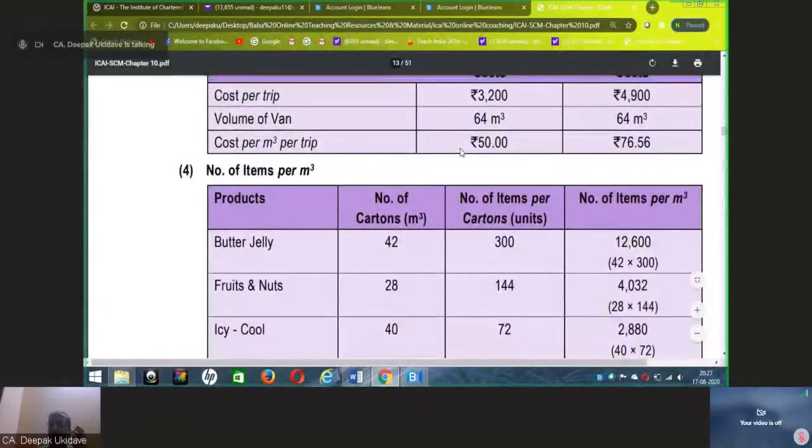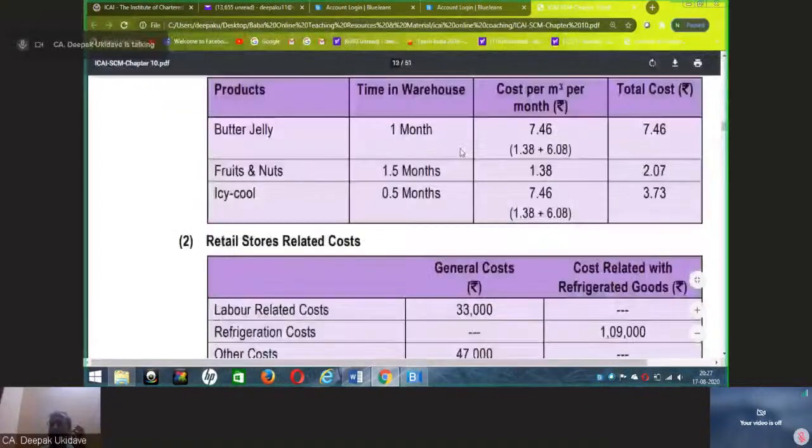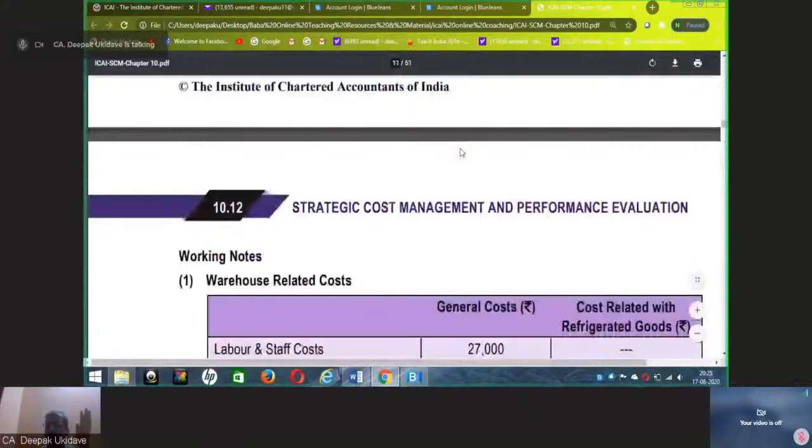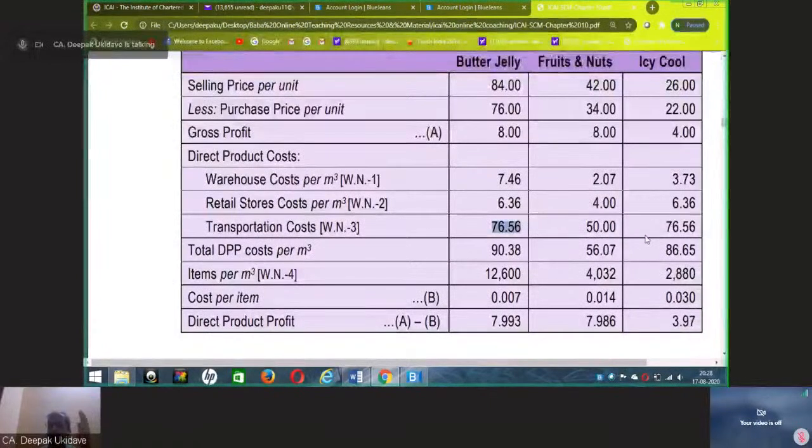Look at the transportation cost. Transportation cost we worked out was 76.56. That was for generic category. And that was for cold storage facility, and once again 76.56 for cold storage facility, whereas 50 rupees is for generic category. It is generic, that is why transportation cost is less, right? So directly we got the answer from working note 3, right? And that working note 4 was prepared for calculating number of units, because we have to calculate cost per unit, cost per item, whatever.